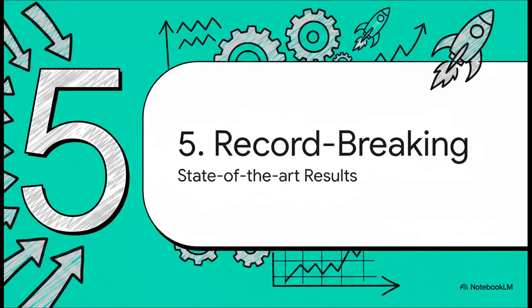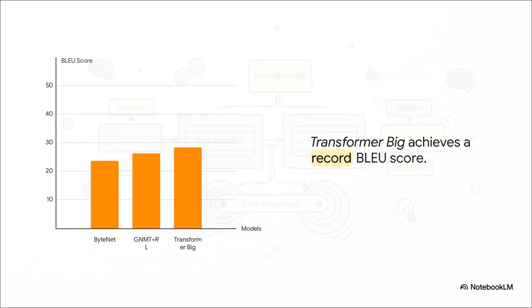Section 5. Record-breaking results. So does it work? The researchers tested this out on a standard English to German translation task, measuring it with an industry metric called the BLEU score. And the results were just staggering. The Transformer Big model absolutely shattered previous records with a score of 28.4. It beat the absolute best ensemble models, which are huge systems combining multiple architectures, by over 2 full points.